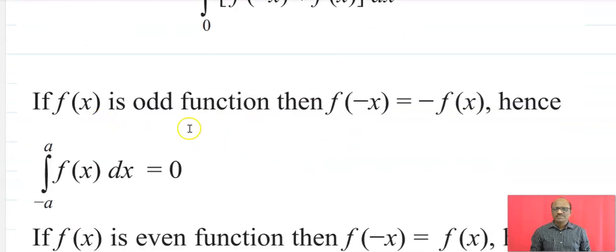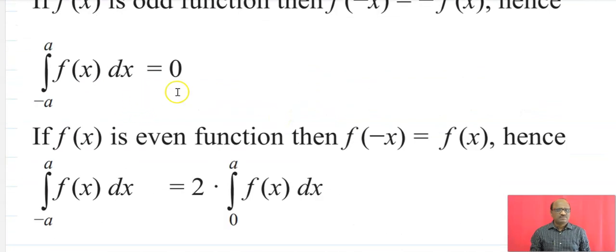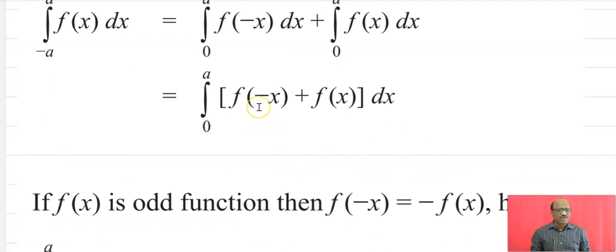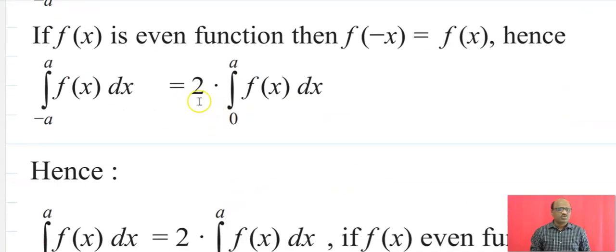If the function f of x is an odd function, then f of minus x is equal to minus f of x. And therefore the value of this integral will be 0. If we replace f of minus x with minus f of x, its addition will be 0, and therefore that integral will be 0. And if f of x is an even function, meaning what? f of minus x is equal to f of x. Then what will happen? f of x plus f of x will become 2 times f of x, and that's why 2 into the integral from 0 to a of f of x dx.